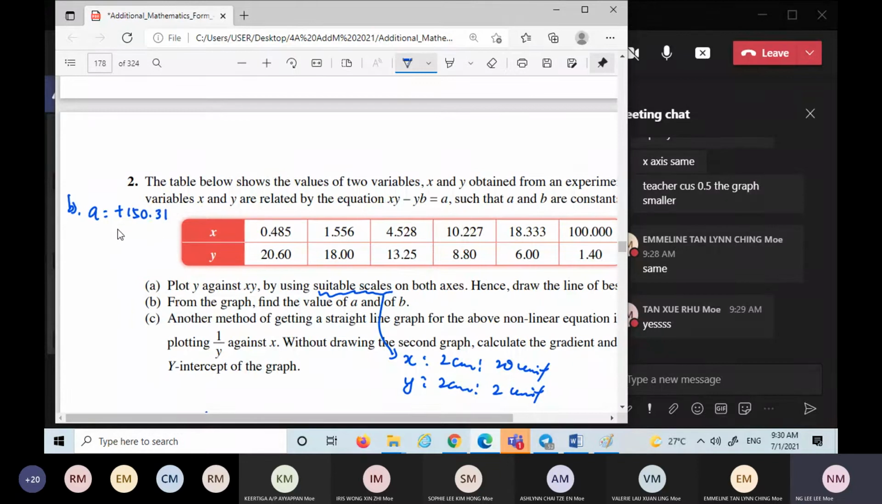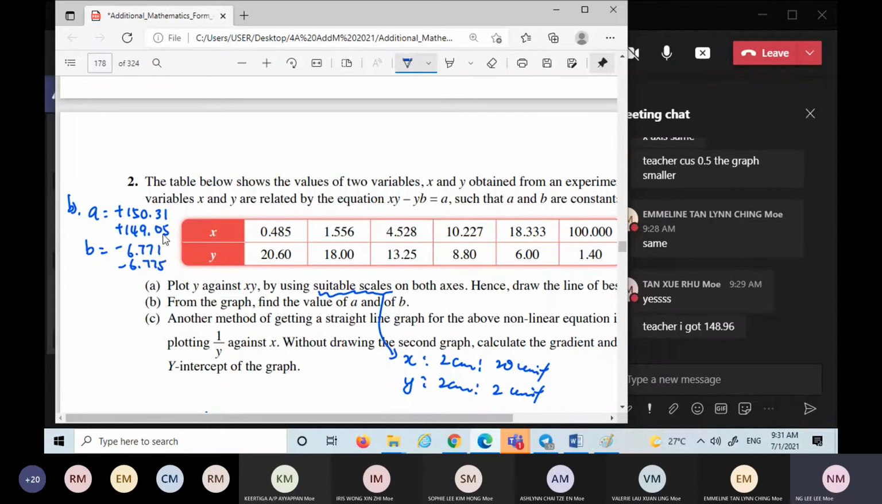Okay, and then some of my last year students, they got this 149.05. Means I will accept your answer if it is in between this range. If you have other answer, please let me know. Then for the B, it is negative 6.77. 1 is enough. 4 significant figures. Some of the students get this 775. So I will accept your answer in between this range. 148.96.